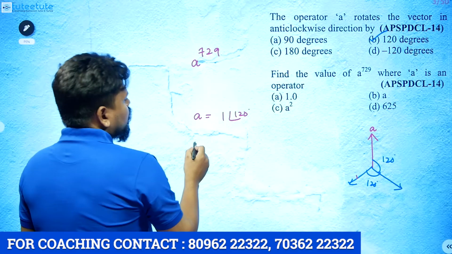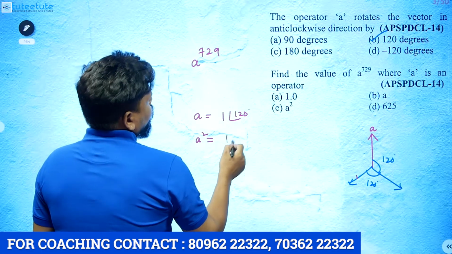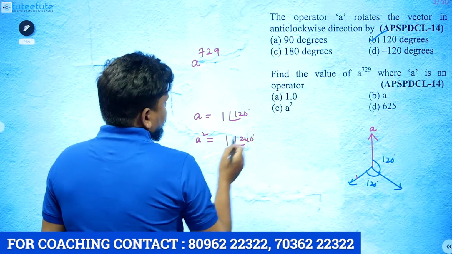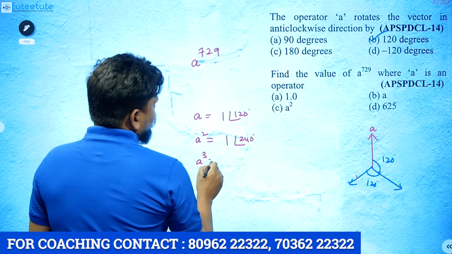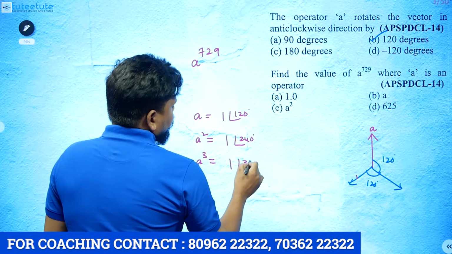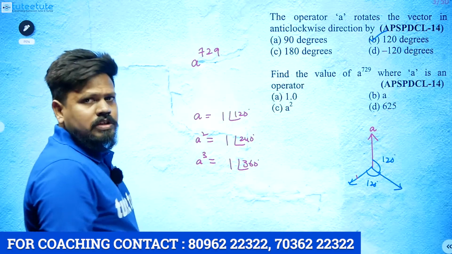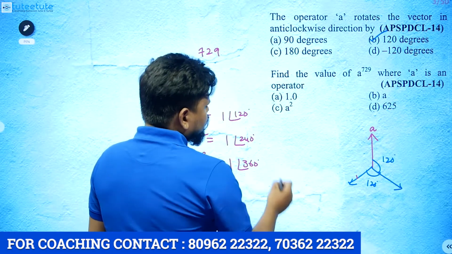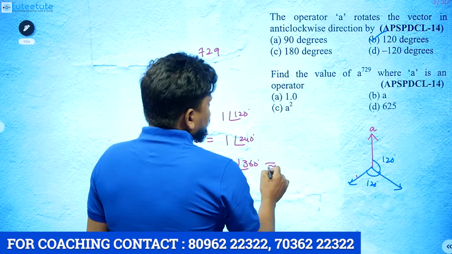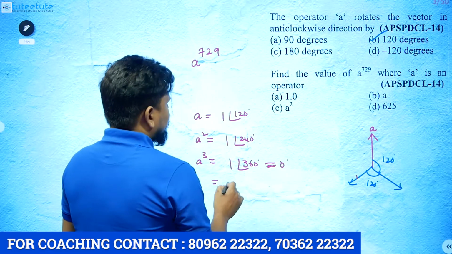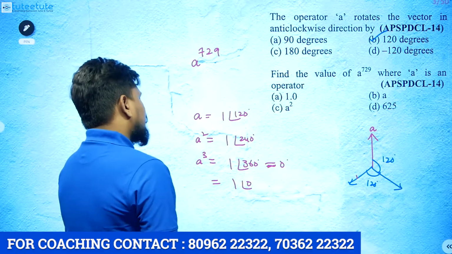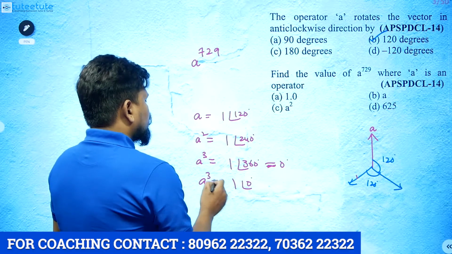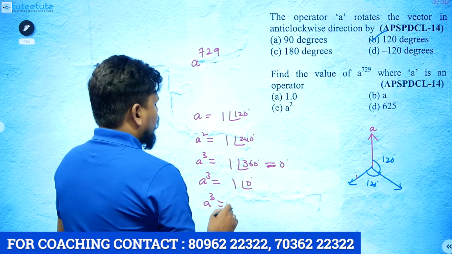So anyway, let's check. What is the A square value? 1 at an angle of 240 degrees. What is the A cube value? 1 at an angle of 360 degrees. Just now we have seen this. 360 degrees means obviously 0 degrees only, so you can write this as 1 at an angle of 0 degrees. So the A cube value is nothing but 1.